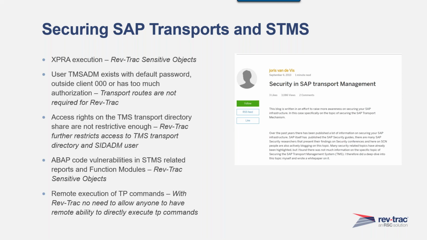So Rev-Trac has a capability called sensitive objects, which can be configured to address the extra transport concerns and those STMS related transports and function modules that are identified in the first and fourth bullet point here. Also, since Rev-Trac doesn't rely on SAP transport routes, which is a good thing, beyond just an initial route on your SAP development systems, you can limit access to the TMS ADM functionality, which by itself makes things more secure. And then also, in general, limiting access rights to other STMS functionality and eliminating user-based access to remote TP commands is also a direct benefit of using Rev-Trac.